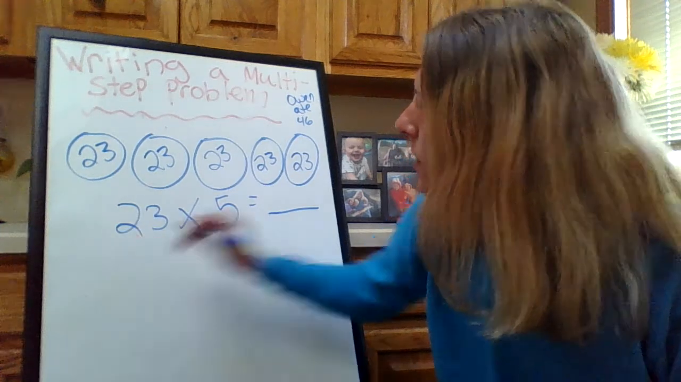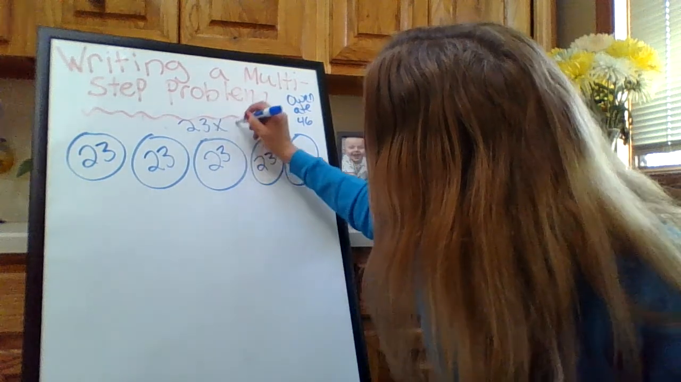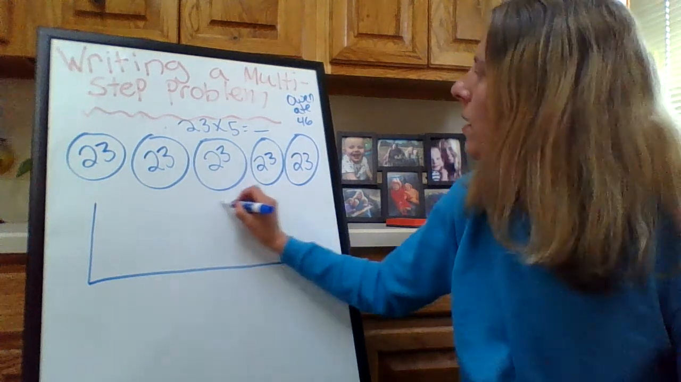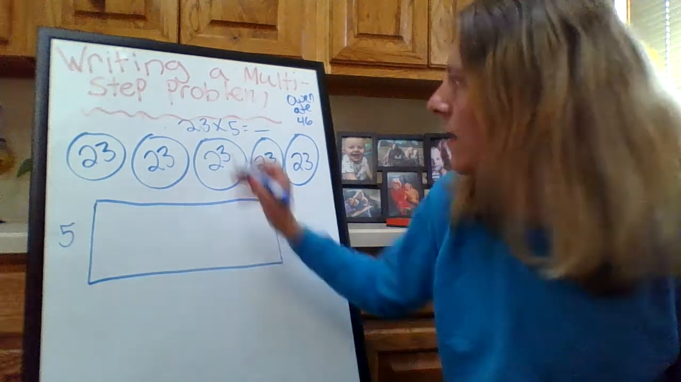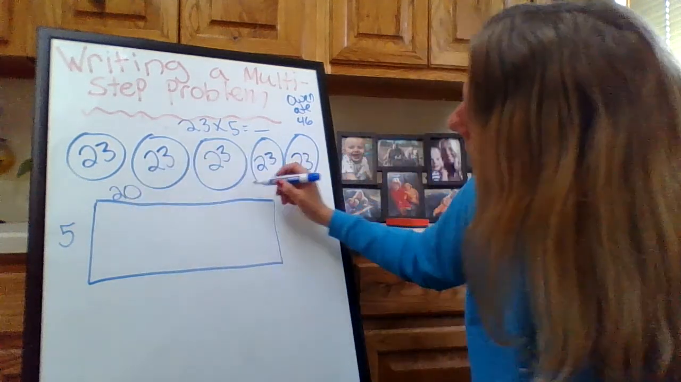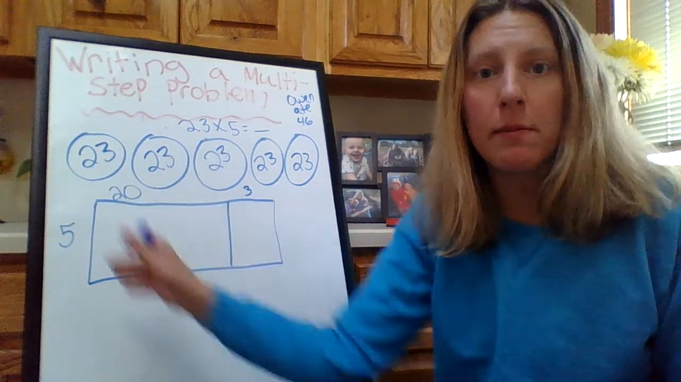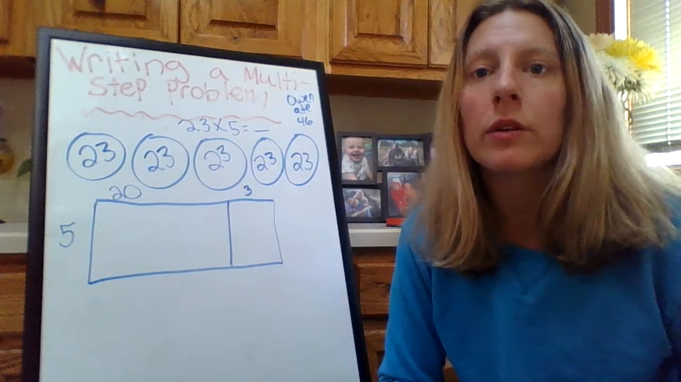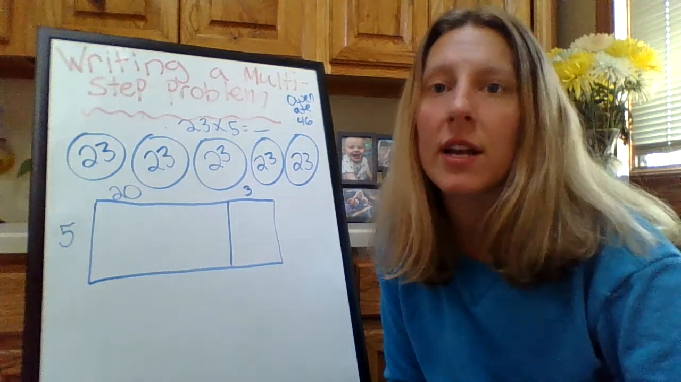So in our area model, for 23 times 5, just writing it up here so I have more room. I'm going to draw my rectangle. I write the single digit on the side, which is 5. And then I break apart the 23 across the top, which would be 20 and 3. And I have 2 smaller arrays within my bigger array, which is what the area model is using. It's using smaller arrays and breaking apart a bigger array to make it more simple for us to solve.